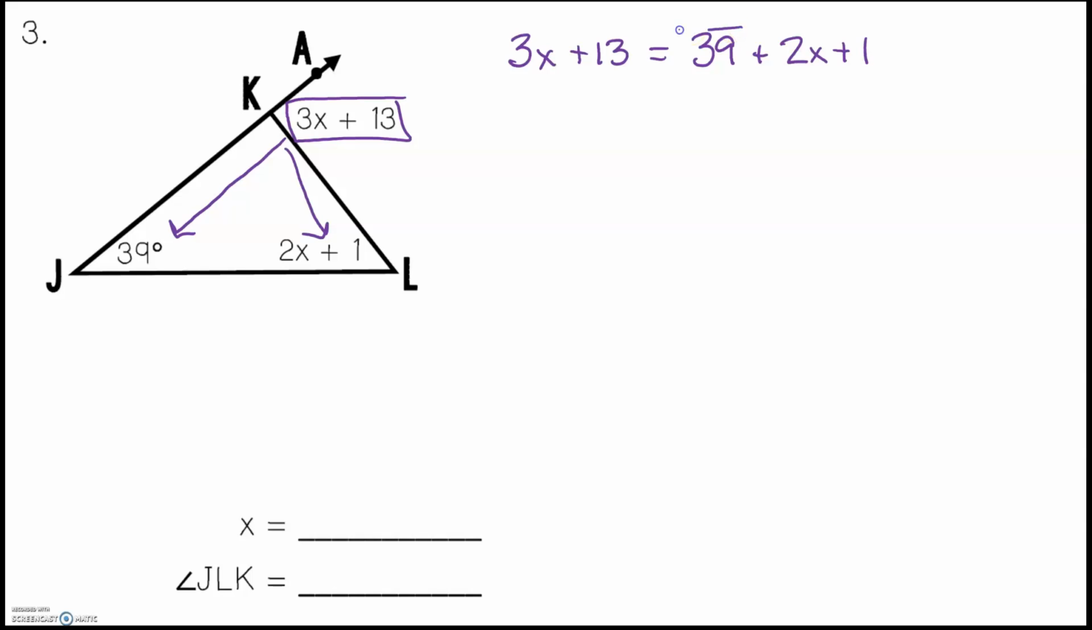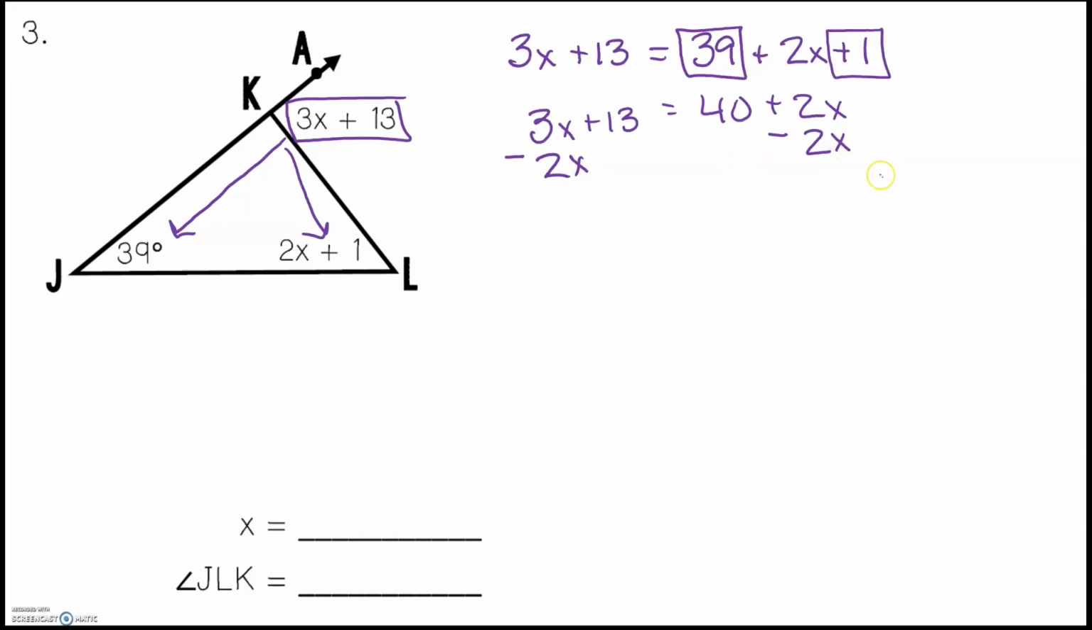Okay, I'm going to put my like terms together first. So I'm going to put all my numbers together first on this right-hand side of the equal sign before I start moving across the equal sign. So 39 plus 1 is 40 plus 2x. Okay, now I'm going to move the letters to the left. Okay, so it's gone on the right and moved to the left-hand side. So now we only have one x left, plus 13.